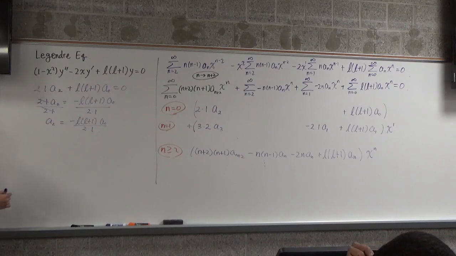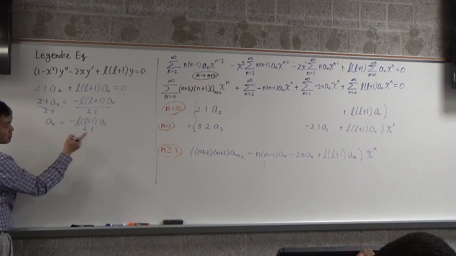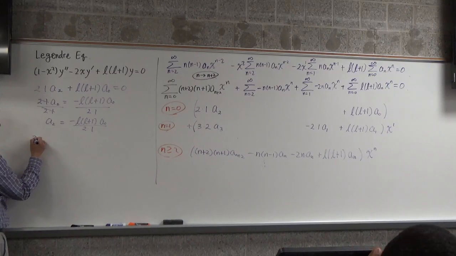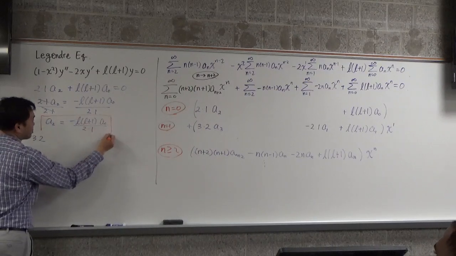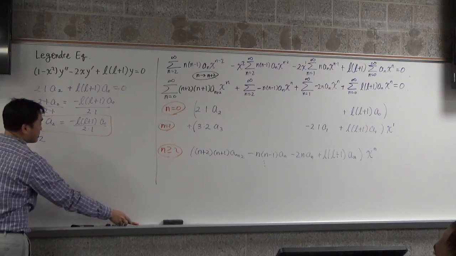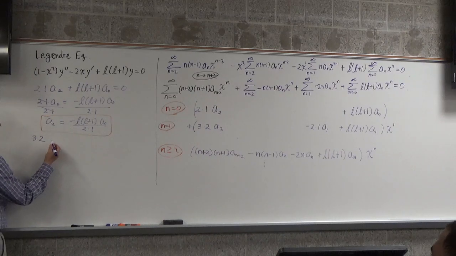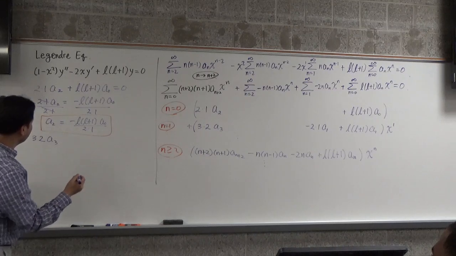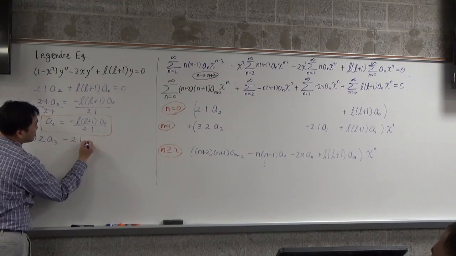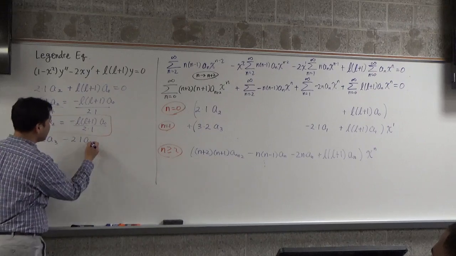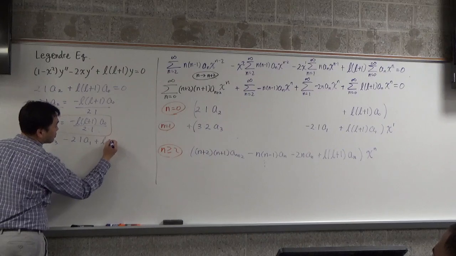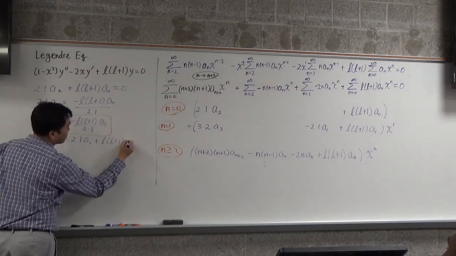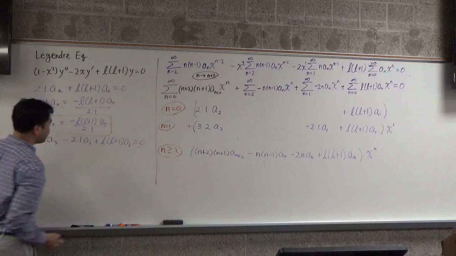Okay. And then a3, the next line, that 3 times 2, well, let's mark this so that we know which one to use later. So a3, and then minus 2 times 1 a1, and then plus l times l plus 1 a1 equals to 0.